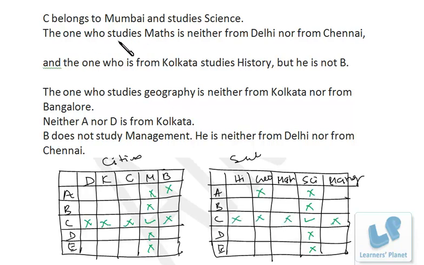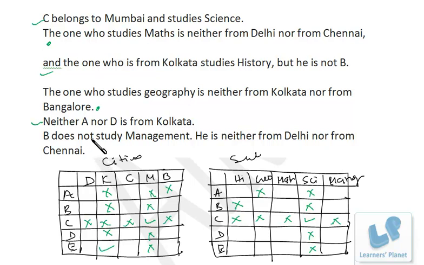Now, the one who studies maths is neither from Delhi nor from Chennai. And the one who is from Kolkata studies history, but he is not B. That means B is not from Kolkata and he doesn't study history. Okay, it's clear. Then the one who studies geography is neither from Kolkata nor from Bangalore. Neither A nor D is from Kolkata, so A is not Kolkata, D is not Kolkata, that means E is from Kolkata. So this is also clear.